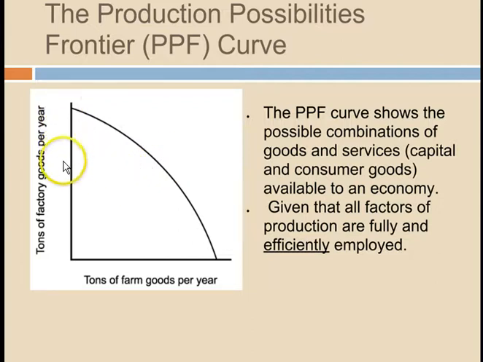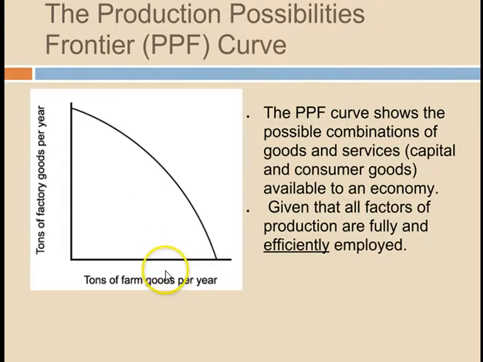And the y-axis here represents capital goods. Just as an example, we have tons of factory goods here, while the x-axis represents consumer goods, and here we have a number of farm goods. Quick note about the difference between the two.